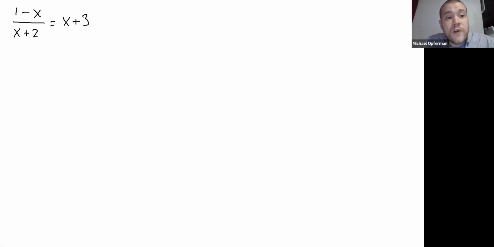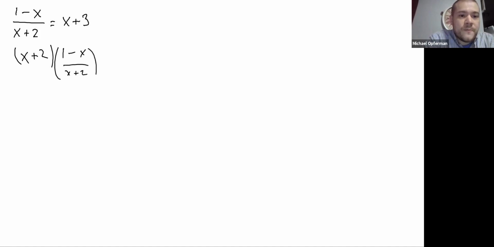First thing we want to do, we've got a fraction there that has variables in the numerator and in the denominator. So we will need to get rid of that fraction. The way you get rid of a fraction is by multiplying both sides of the equation by the denominator of the fraction. So in other words, we want to multiply both sides of the equation by x plus 2. So we'll have x plus 2 times (1 minus x over x plus 2) equals (x plus 3)(x plus 2). And crucially, x plus 2 goes away in the denominator, which was the whole point of this.